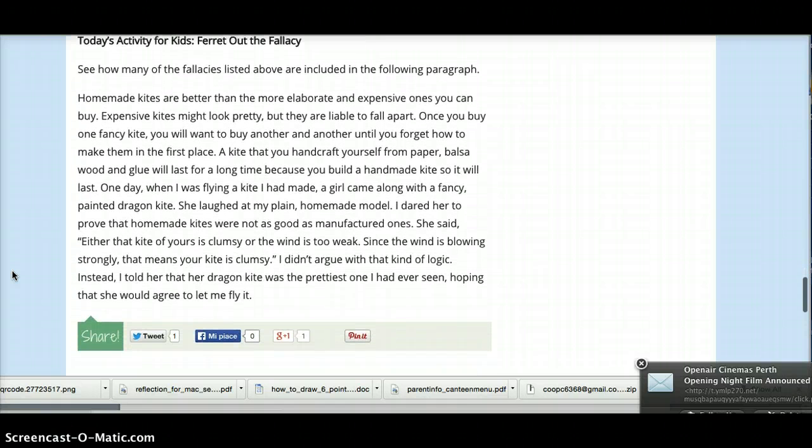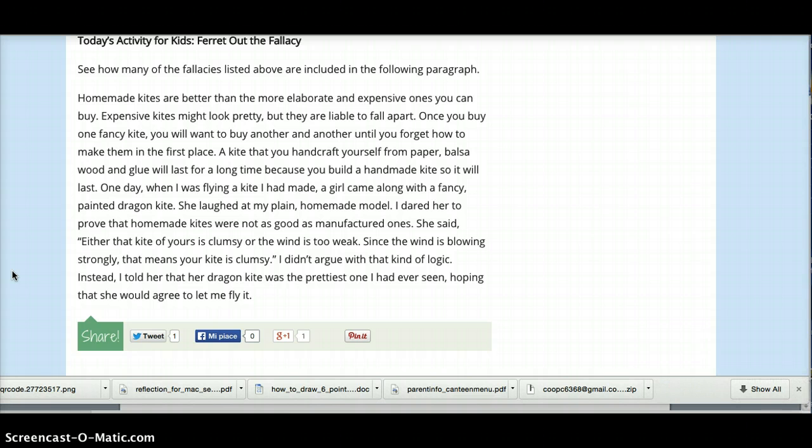What I want you to do, I want you to read this paragraph and I want you to find as many of those fallacies that I've just gone through in this paragraph. I want you to write the example in your book and label what kind of fallacy it might be. Feel free to rewatch the video as many times as you need.